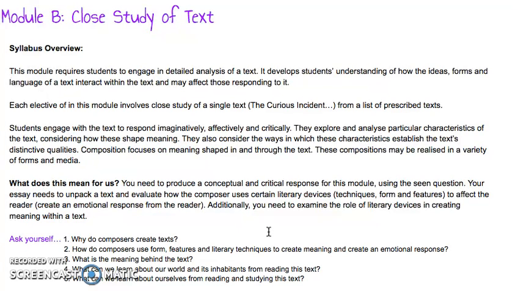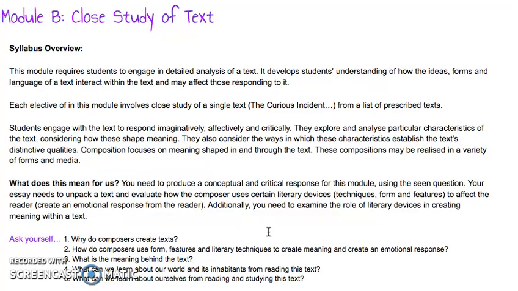Number two is, how do composers use form, features, and literary techniques to create meaning and create an emotional response? Thirdly, what is the meaning behind the text? Again, that goes hand in hand with number one. So why have they written this text? And I've taught my students that composers use their novels as a tangible tool to challenge and comment on the world and its inhabitants.